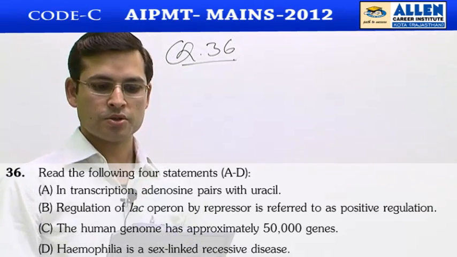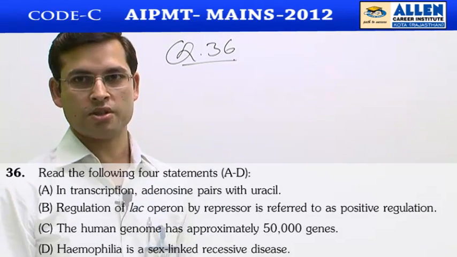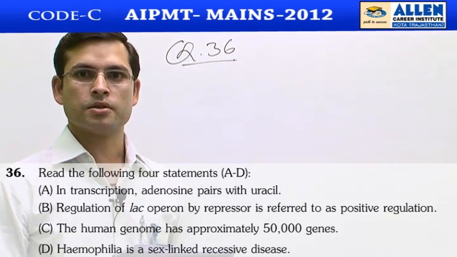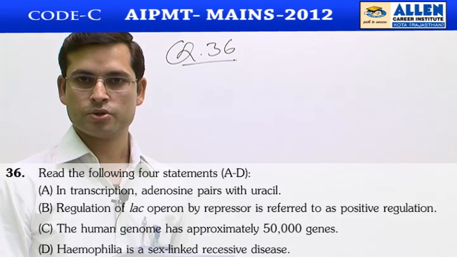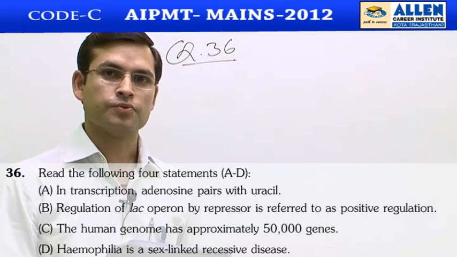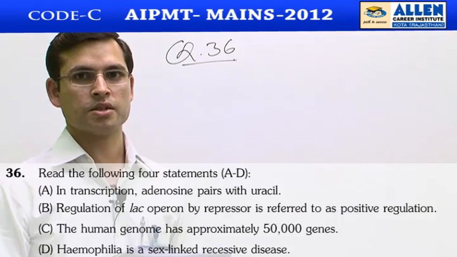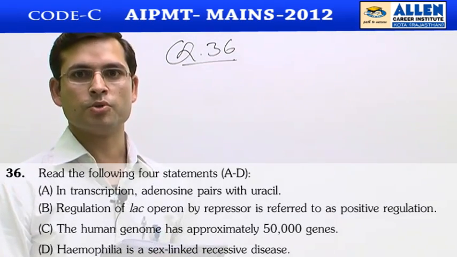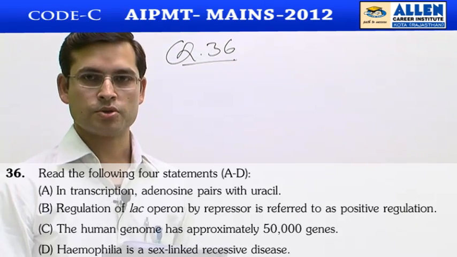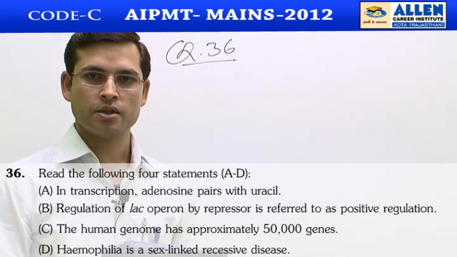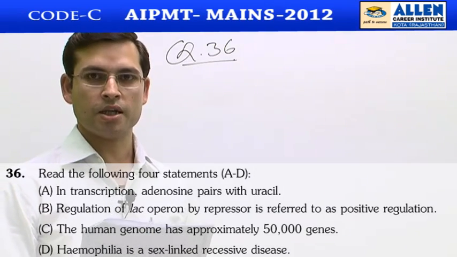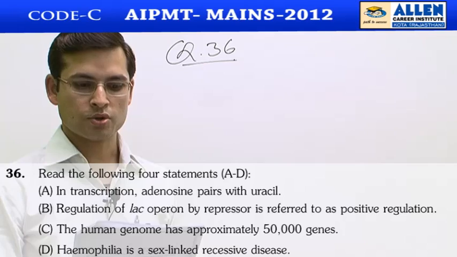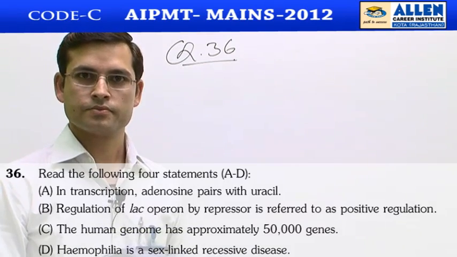Then the third statement: the human genome has approximately 50,000 genes, but as per our findings it is clear that the human genome contains around 30 to 40,000 genes. So this statement is also wrong. And the fourth statement: hemophilia is a sex-linked recessive disease. The gene of hemophilia is present on the X chromosome, so that is why it is a sex-linked recessive disease. So out of the 4 statements, the first, that is A and D, are correct. So our answer is third.